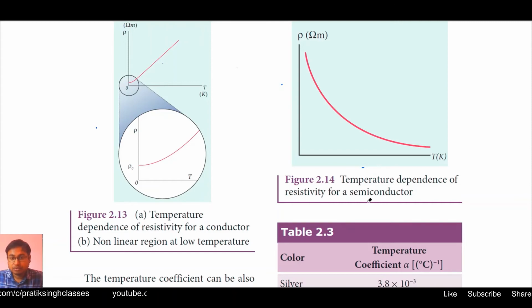So here it is, the temperature dependence of resistivity for a semiconductor. Now let us see table 2.3. What are the things given?